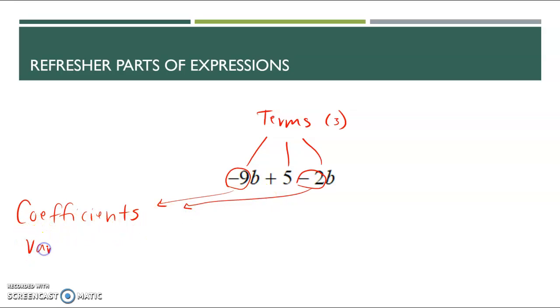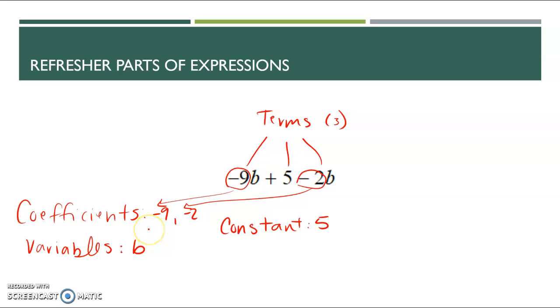Our variables are the letters, so in this case that's the letter B. And then we have our constant terms. Those are the ones without variables. And in this case that's 5. So again, coefficients were -9 and -2 because the sign goes with it. Constant is that +5, and a variable, because both of them had that variable of b, but you could have multiple variables. And so those were our different terms.